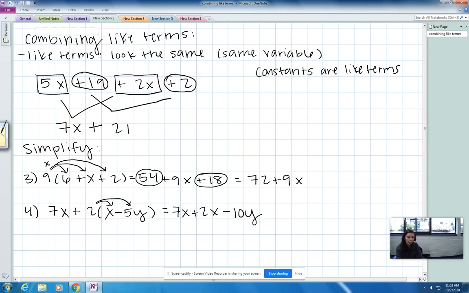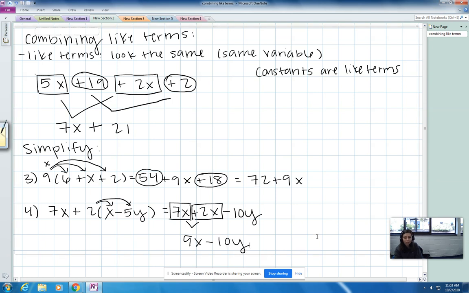Now I'm going to look for like terms. Well, I see that I have 2 terms that have an x on them. They have the same variable. So those are like terms. This addition symbol tells me I'm adding those terms together. 7x's plus 2x's is 9x's. So our final expression is 9x minus 10y.